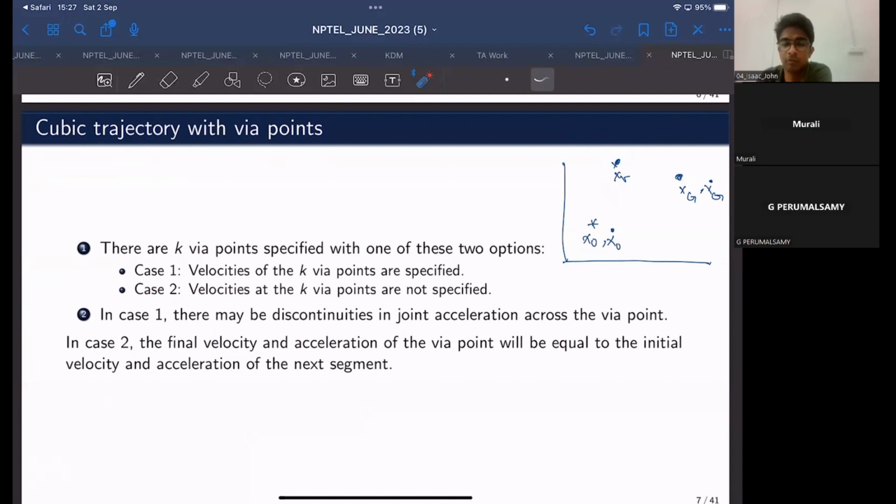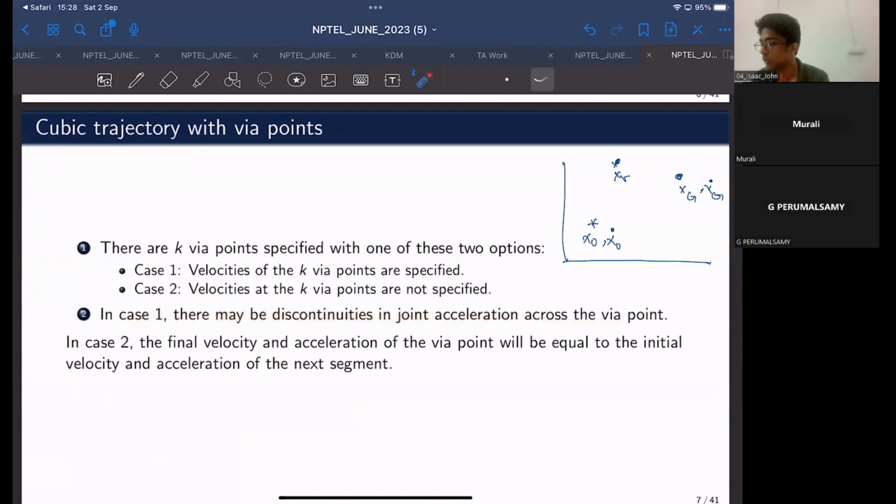It's just a repetition of what we have seen in the previous slides. But there are drawbacks actually. In case one, there may be discontinuities in joint acceleration across the via point. So if we are specifying the velocities of the via point and repeating the process twice, as described earlier, then there could be discontinuities in joint accelerations at the via point.